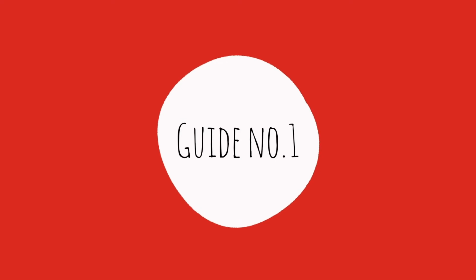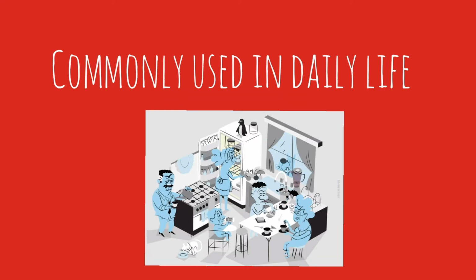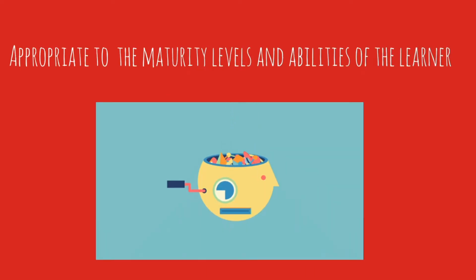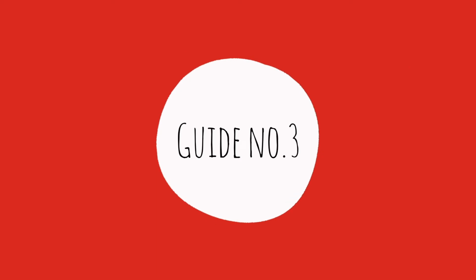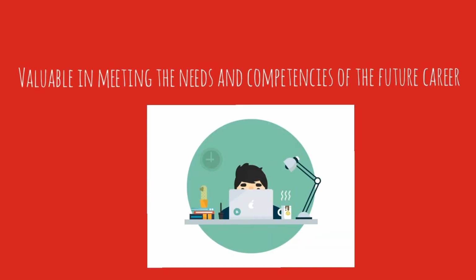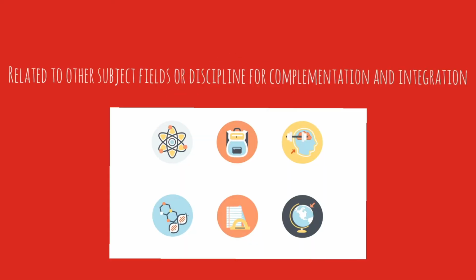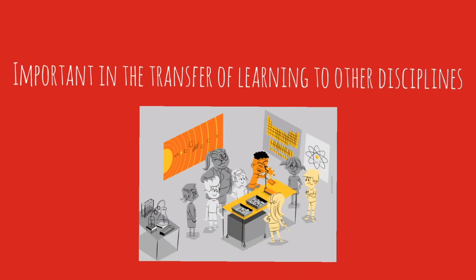Guide number 1. It must be commonly used in daily life. Guide number 2. It must be appropriate to the maturity levels and abilities of the learners. Guide number 3. The goal is to reach the needs and competencies for the future career. Guide number 4. It must be related to other subject fields or disciplines for complementation and integration. Guide number 5. It must be important in the transfer of learning to other disciplines.